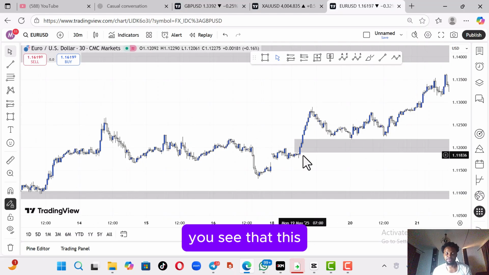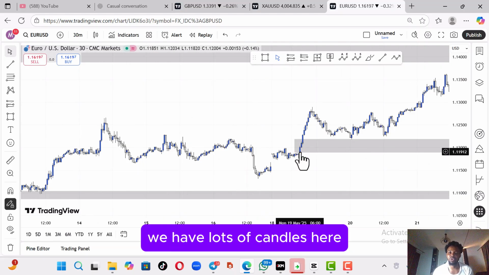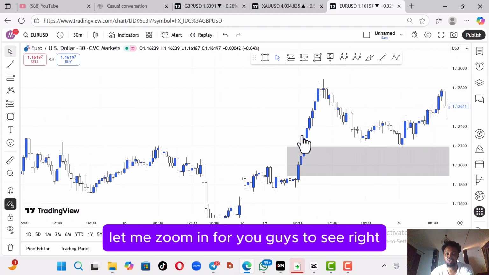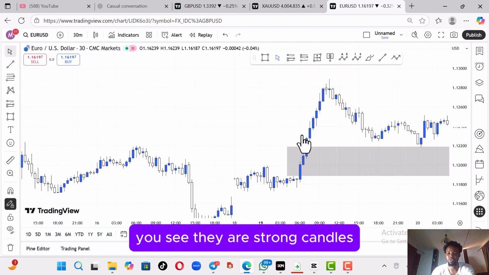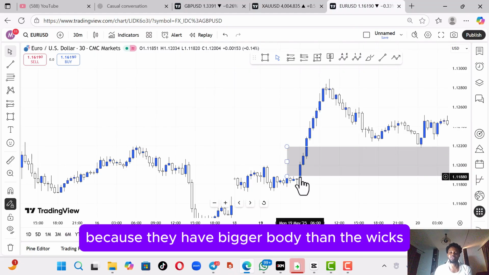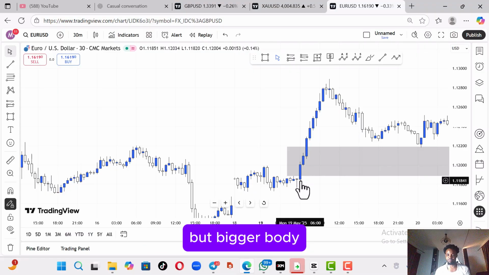You see that from this point where we marked our demand zone, we have lots of candles here and they are very strong candles. Let me zoom in for you guys to see, right? You see they are strong candles because why are they strong candles? Because they have a bigger body than the wicks. You see, they have tiny wicks but bigger body.